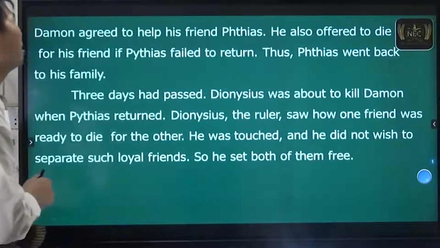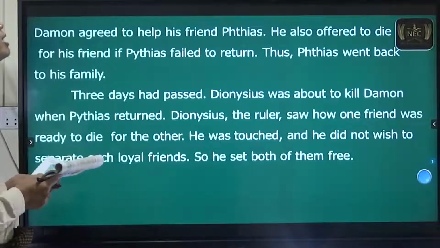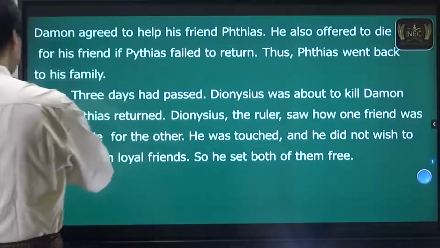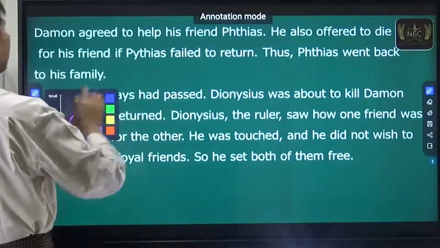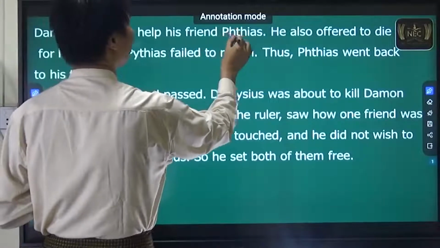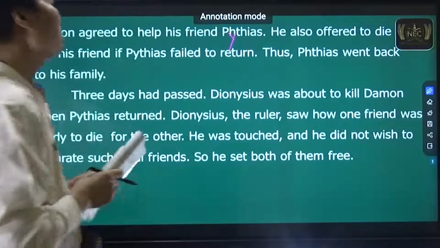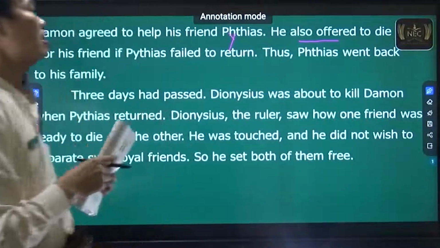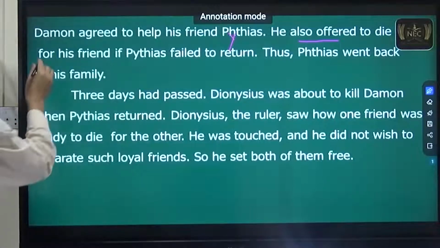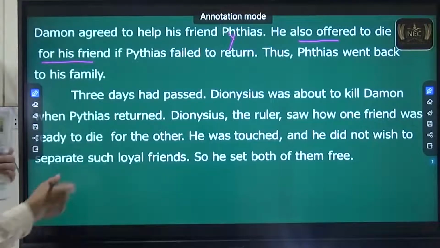Damon agreed to help his friend Pythias. He also offered to die in place of his friend.